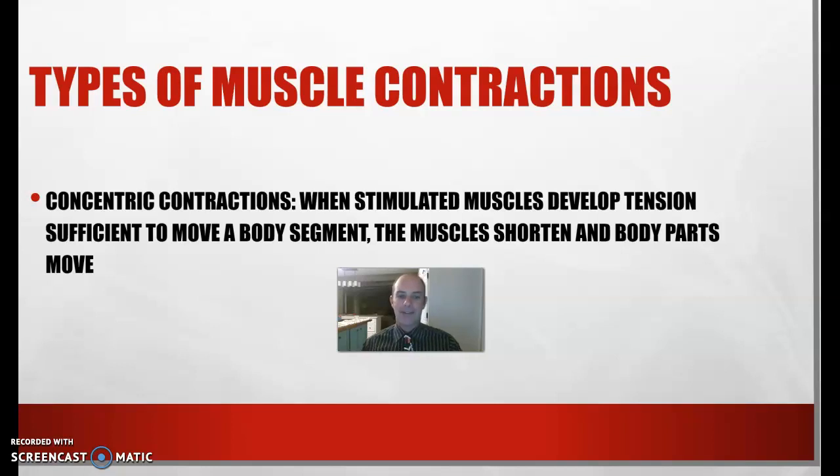So by that definition, my arm is here. When stimulated, muscles develop enough tension to move a body segment. I'm moving it. The muscle here shortens, which is why when you see somebody flex, it looks like they have a shorter kind of rounded muscle here. That is a concentric action. The muscle has shortened and the body part moves.